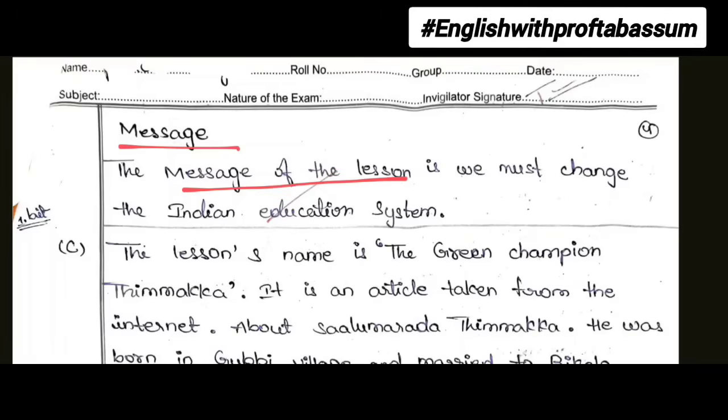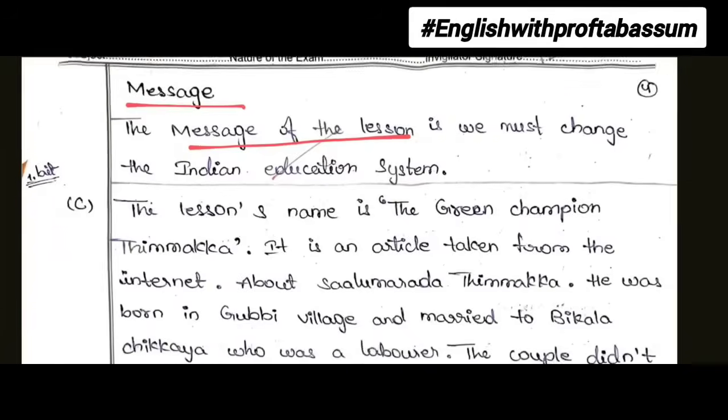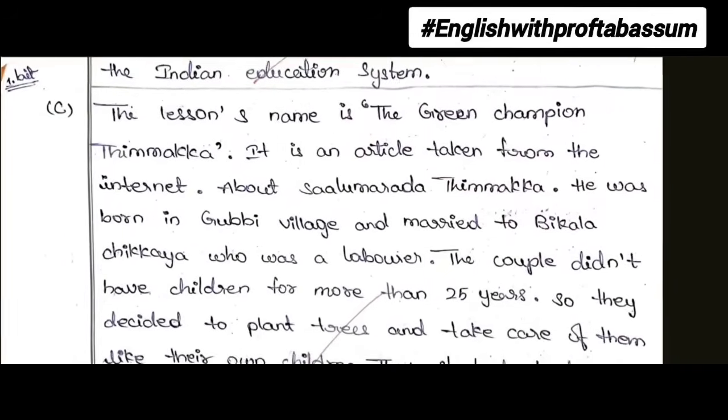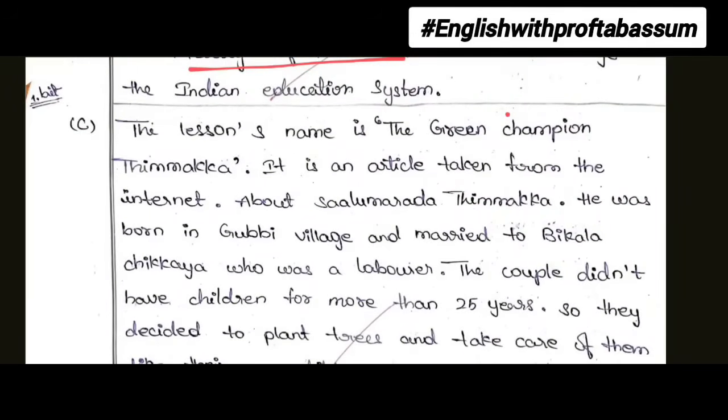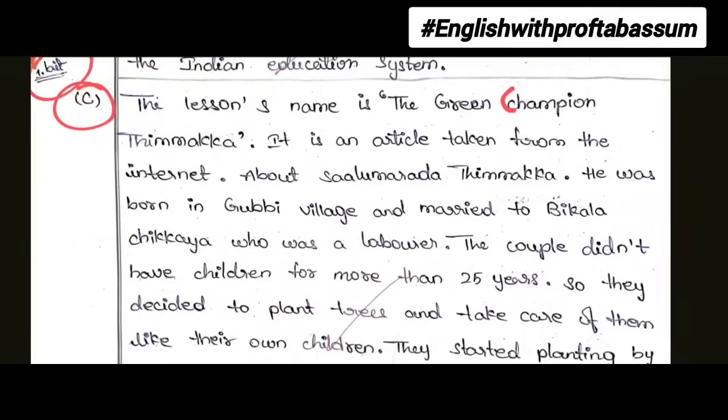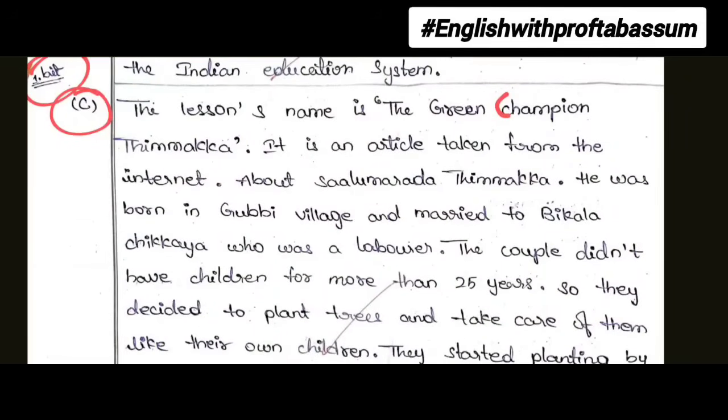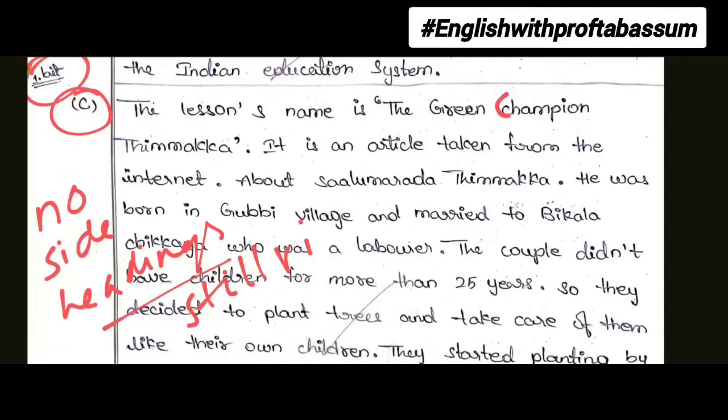This way you have to begin writing the message. Whatever you have learned, changing the Indian education system, we can talk about flaws in the minds of parents, teachers. Okay. So again the student has written bit number 1 C, because C answer the student is writing. So this is very important. Students miss out on writing sub-bit numbers for the answers. So over here the student has not written side headings but still got marks.